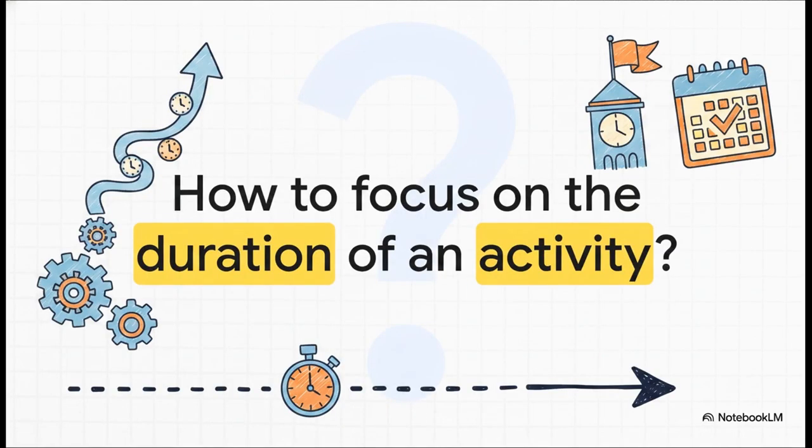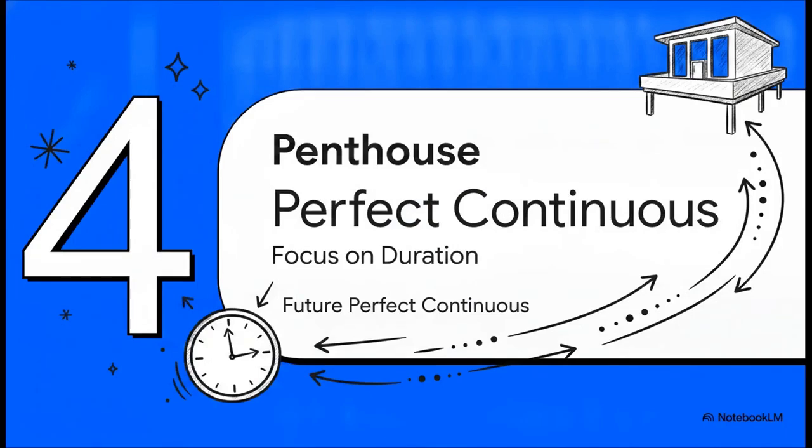Now here is where our grammar gets really sophisticated. We have an ongoing action, and we have a strict deadline. What if we want to mash them together? We have one final, highly complex layer to add to our building. This layer lets us measure exactly how long an ongoing action has been happening by the time we hit a future deadline. Welcome to Section 4. The future perfect continuous, where our focus is all about duration.